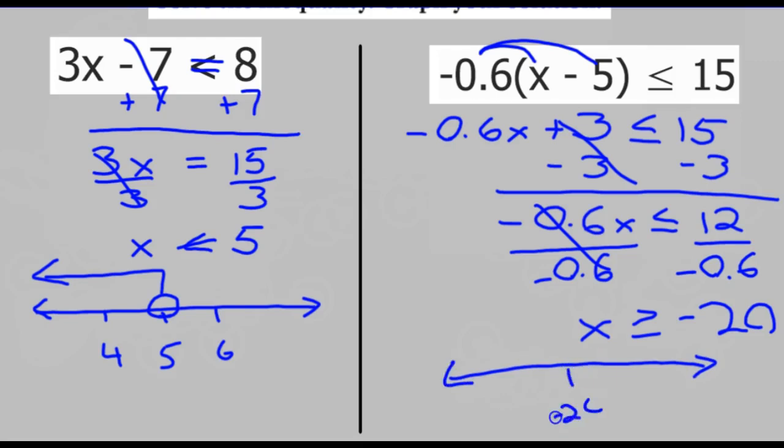So negative 20 is going to go in the middle here. Then negative 19 is 1 greater. Negative 21 is 1 less. Our arrow is pointing to the right. It's a closed circle because of the equal to sign. And it's pointing to the right. So x can be anything greater than or equal to negative 20.